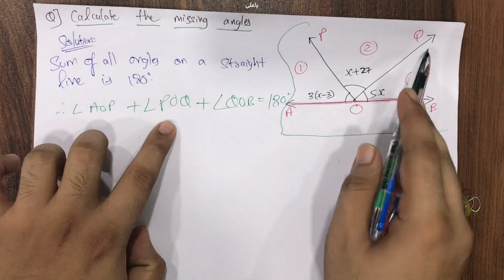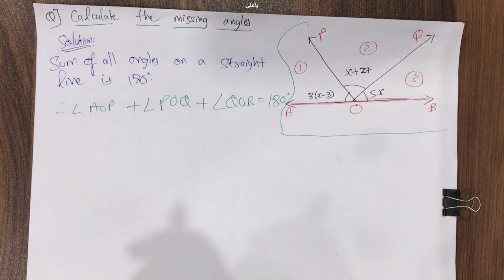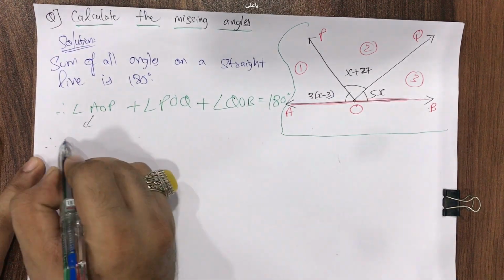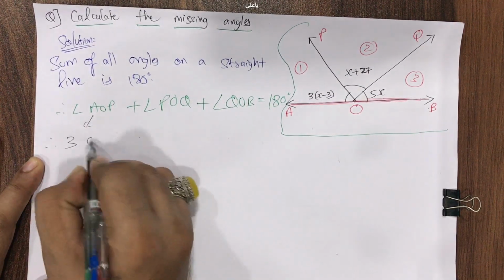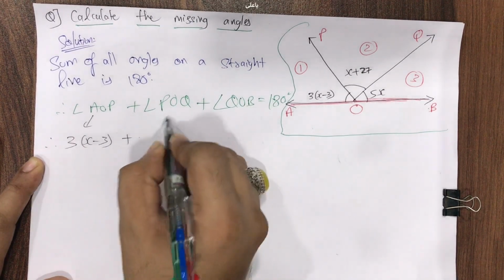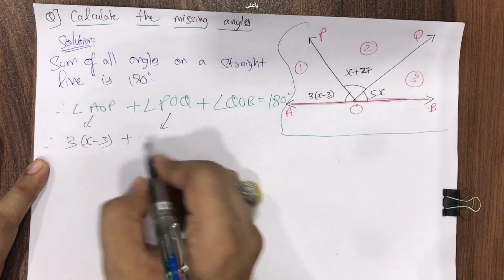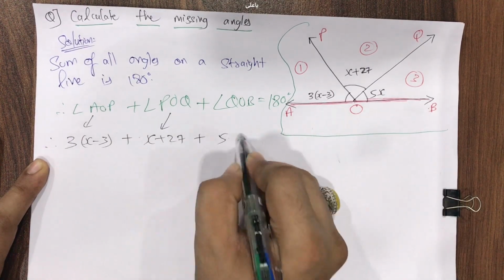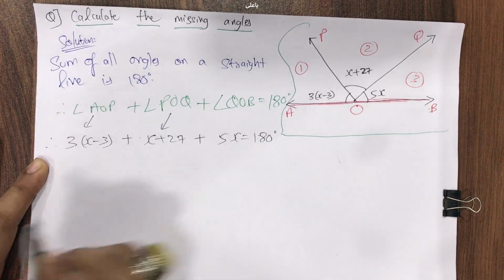AOP plus POQ plus QOB is equal to 180 degrees. Now let's write the values. Now pay attention, this is important. Therefore AOP, what is the AOP? 3 in the bracket x minus 3, plus POQ, it's x plus 27, plus this is 5x, is equal to 180 degrees.